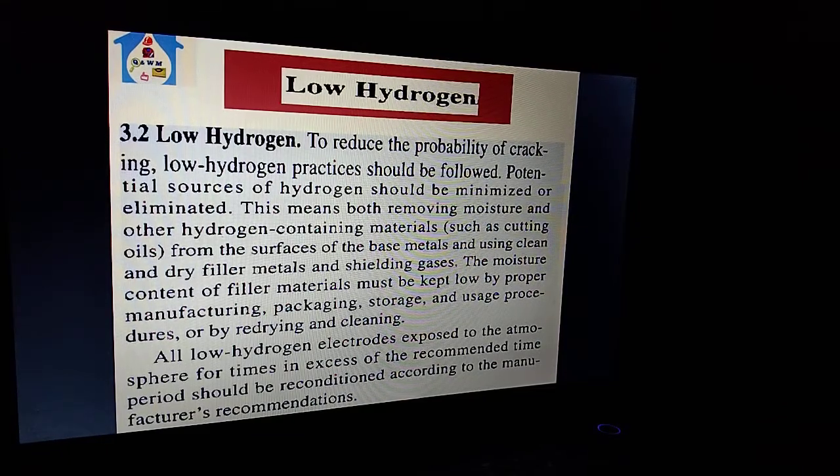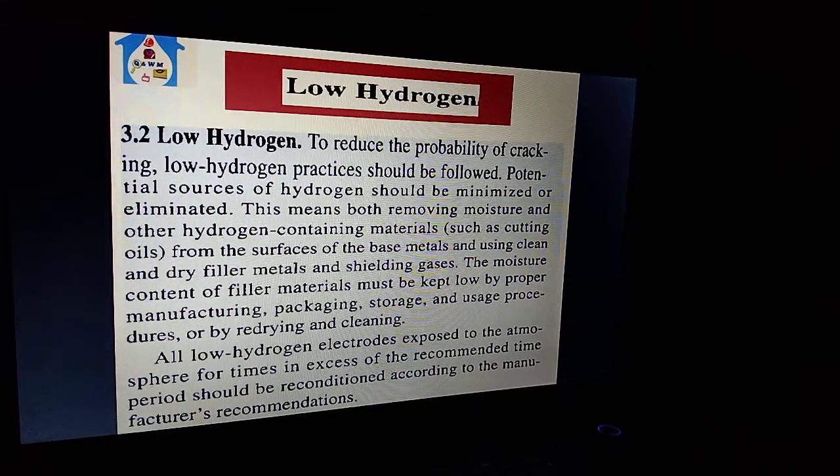The moisture content of the filler material must be kept low by proper manufacturing, packaging, storage, and usage procedures, or by redrying and cleaning. All low hydrogen electrodes exposed to the atmosphere for a time in excess of the recommended time period should be redried according to the manufacturer's recommendation.